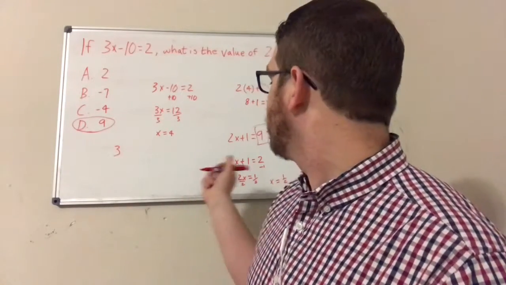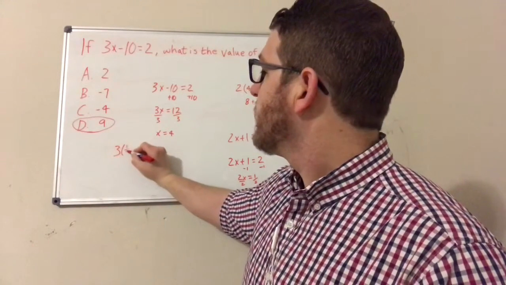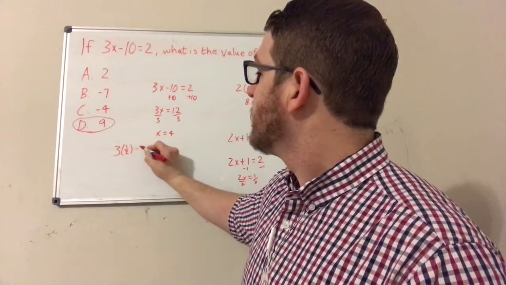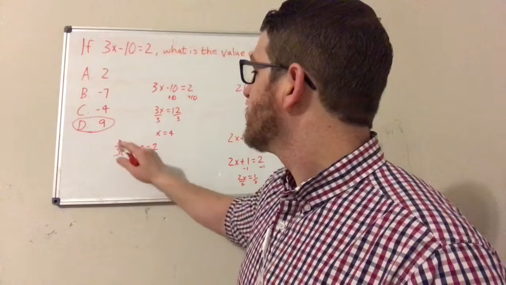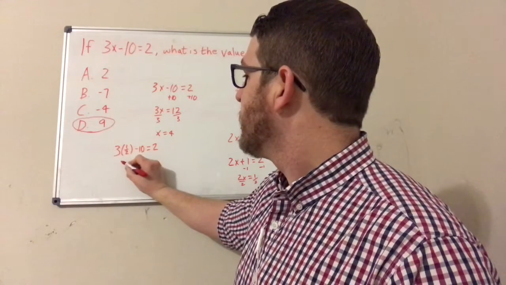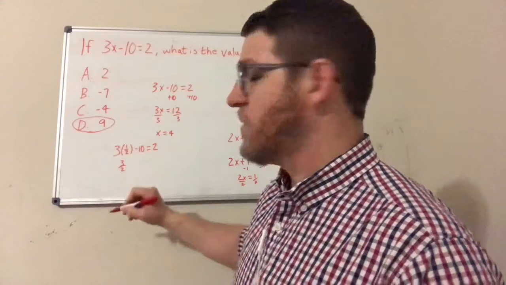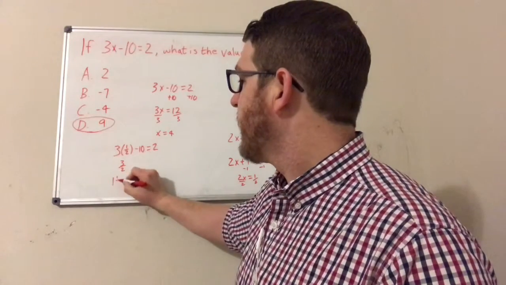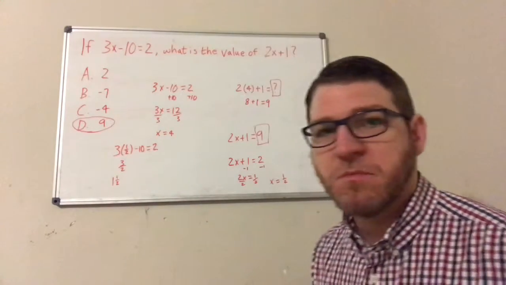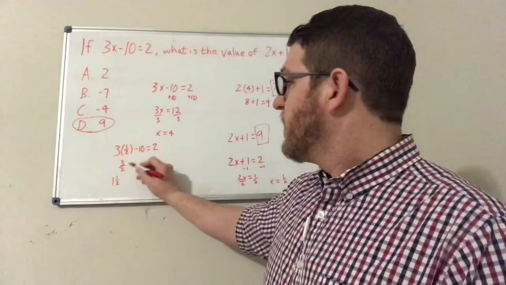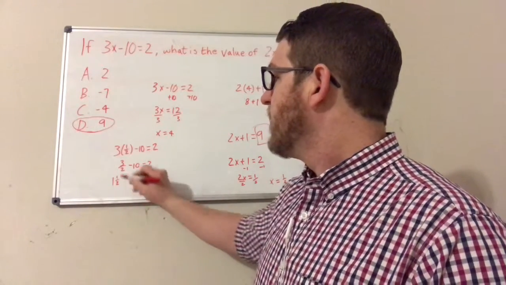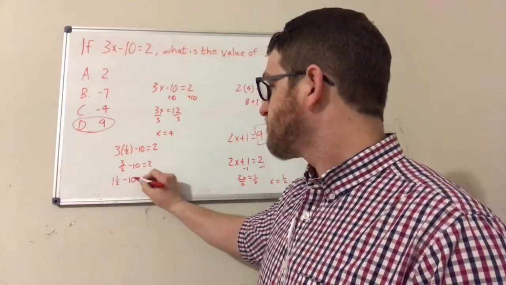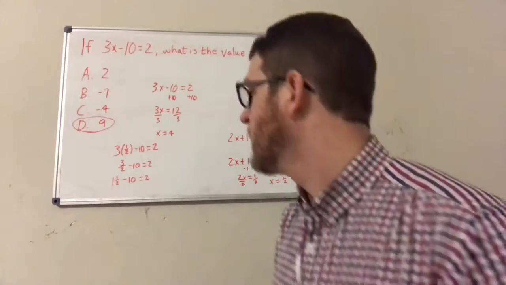We'd take that x equals 1/2 and plug it back into this equation to check and see if it works. So 3 times 1/2 is either 3/2 or 1 1/2, whichever you prefer. But 3/2 minus 10 equals 2, or 1 1/2 minus 10 equals 2.